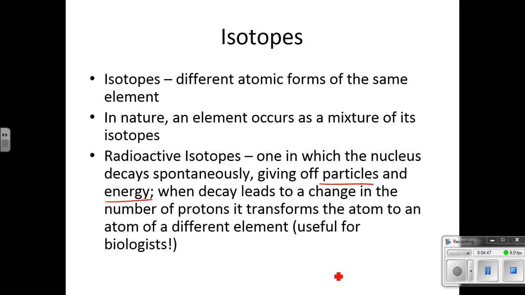When that decay leads to a change in the number of protons, remember protons are found within the nucleus and they have a positive charge, it's going to transform the atom to an atom of a different element. Remember, isotopes are going to be determined by their proton number.